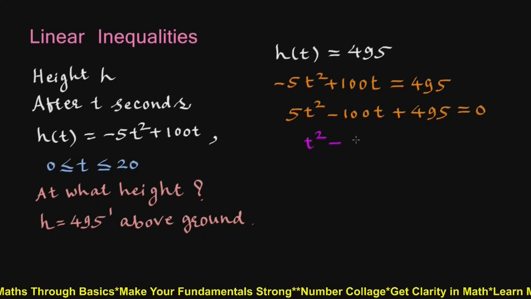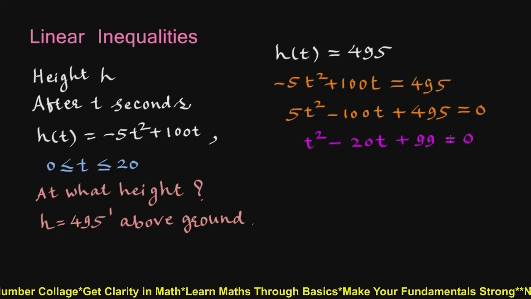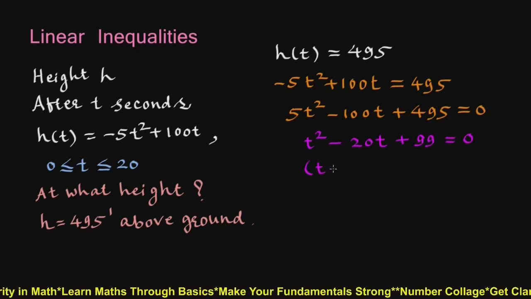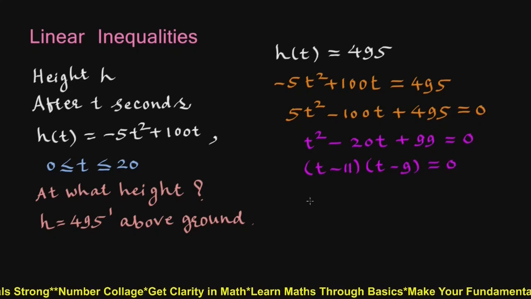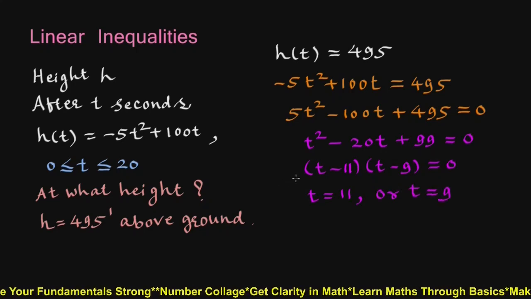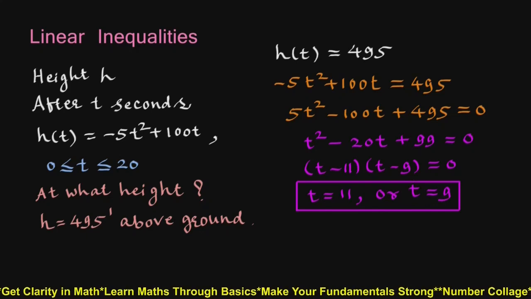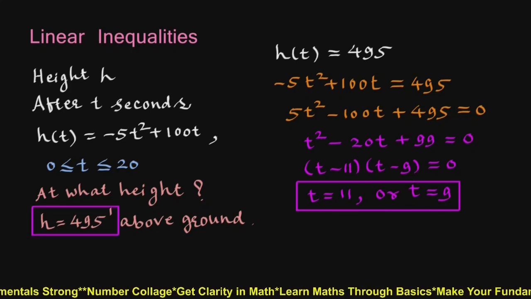t square minus 20t plus 99 equals 0, which is a quadratic equation in t. Factorizing, (t minus 11) into (t minus 9) is 0. That gives t equals 11 or t equals 9. So after 11 seconds or 9 seconds, the height of the rocket above the ground will be 495 feet.